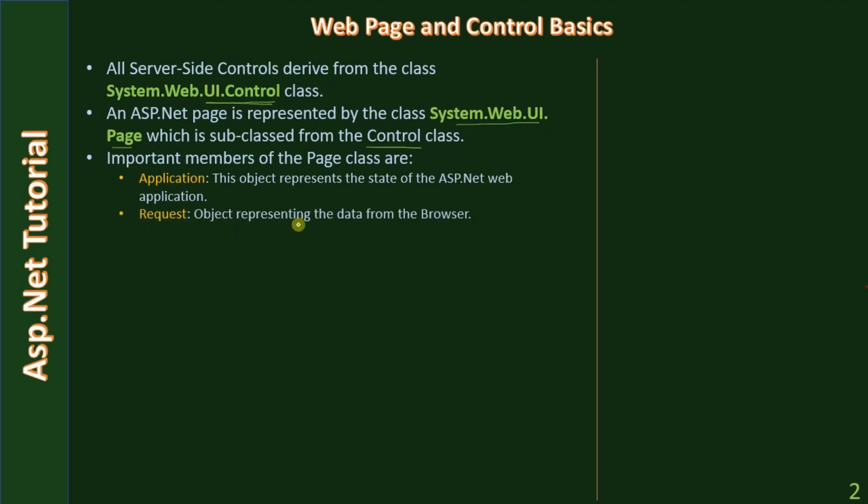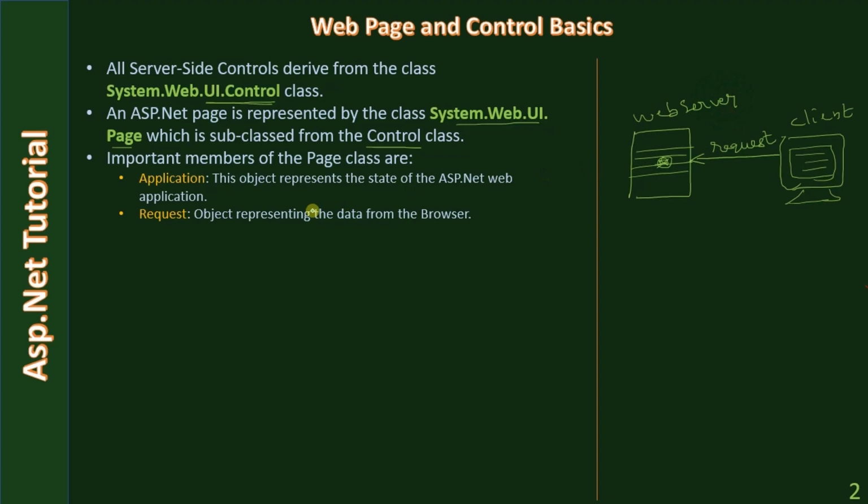Next is request, object representing the data from the browser. So let's say this is your web browser, and let's assume that it is running the IIS web server. Right, when it is sending information, we call that a request. So the client computer is requesting something on the web server. So we can state that this request is represented by the request object representing the data from the browser.